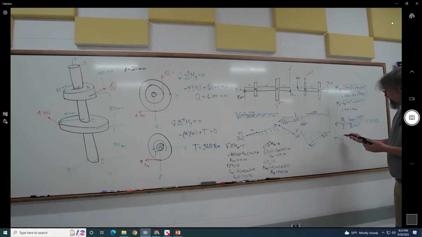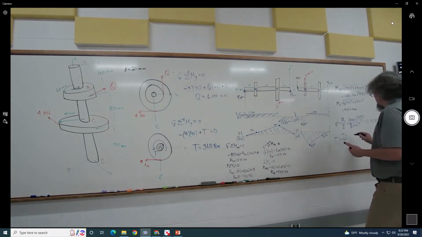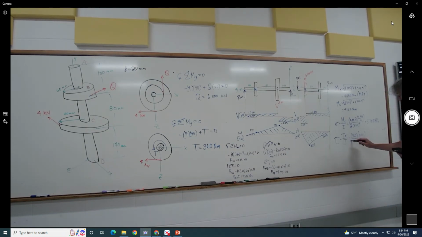Our torsional shear, TR over J. The torque that we got was 360. So 0.01 for the radius, and pi over 32. Should have kept that other number, right? We could have saved ourselves a nanosecond. Maybe a little bit more.